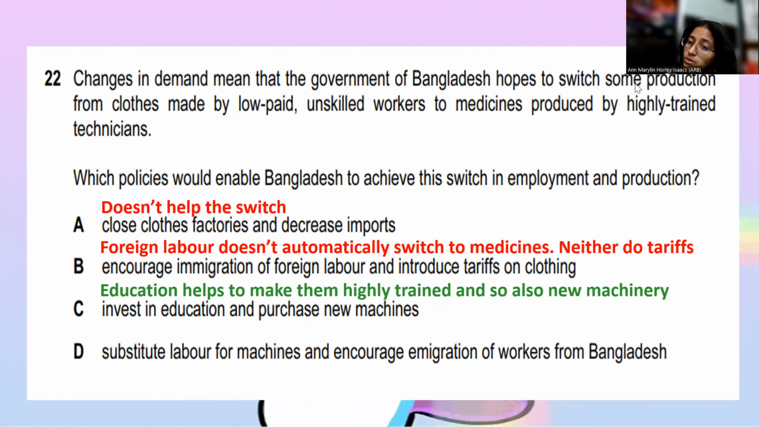Not everybody's going to go to university. Not everybody's going to go to college. Some can afford it. Some don't want to. So some of these workers now go to college. They become educated. They now start learning how to make something new. Correct? So education helps to make them highly trained, and they have machinery to facilitate this. Obviously, a lot of medicine requires the aid of machinery, right? When you produce your pills and your tablets and all that, you need machinery to help you, right? Okay, so that's that. Substituting labor for machines doesn't automatically help me, but okay, I can understand something there.